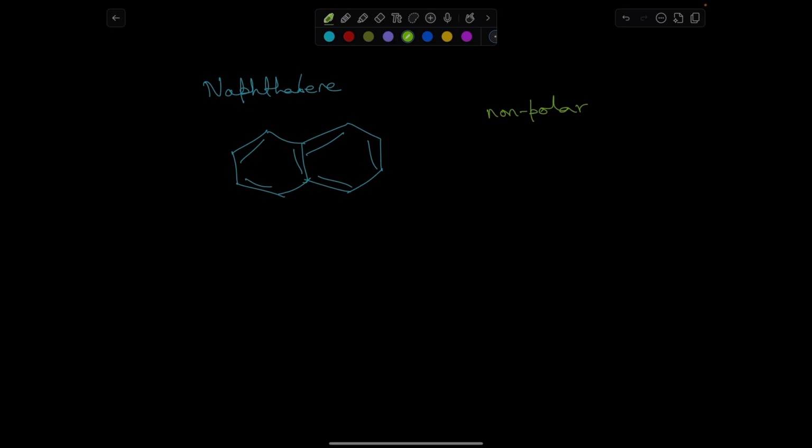Let's look at naphthalene. Naphthalene is 2 benzene rings together like this. It's completely nonpolar, visibly nonpolar with no functional groups to provide any polarity. And so it is insoluble in water and insoluble in all the dilute solutions of HCl, NaOH, and NaHCO3. And it is highly soluble in diethyl ether.